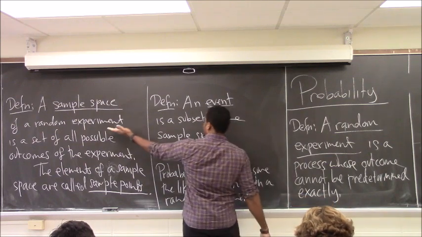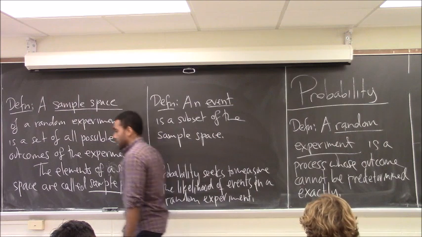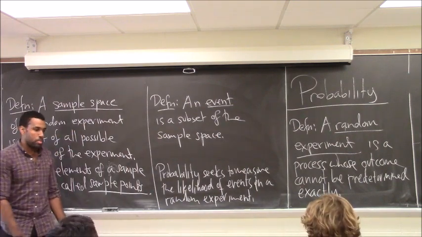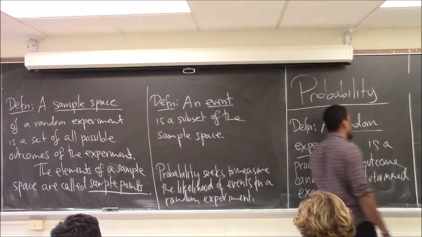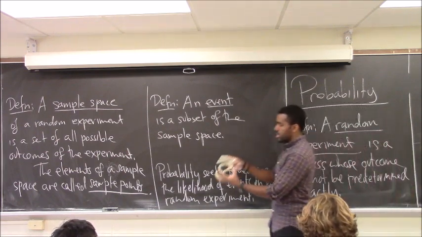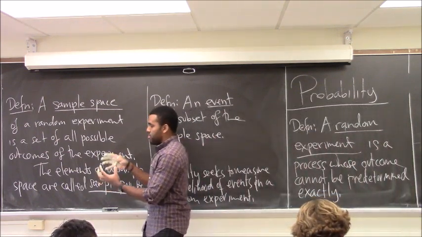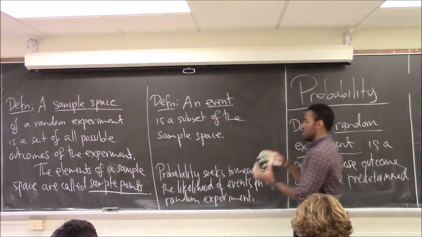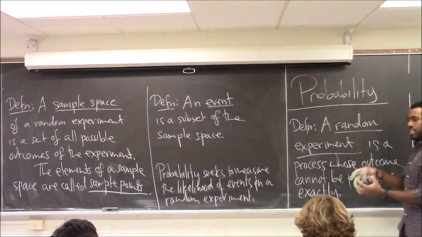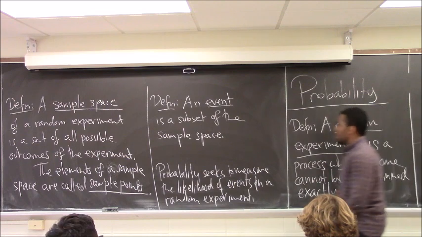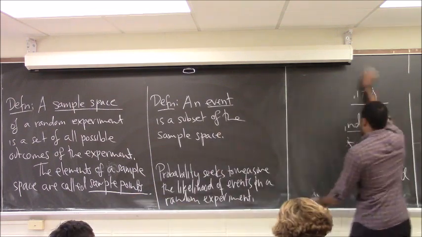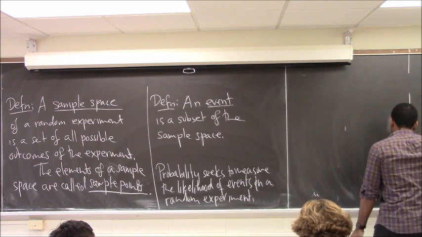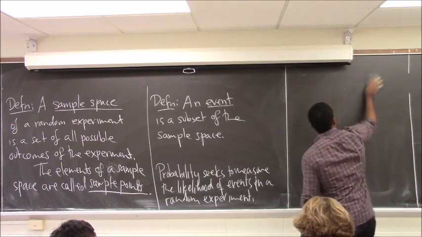There's a set of things, and any of those things can happen, but I can't predict which one is going to happen. Each of these things is called a sample point. If I collect a set of these things together, I call that an event, and probability is trying to figure out what the chances are of this set of things happening.